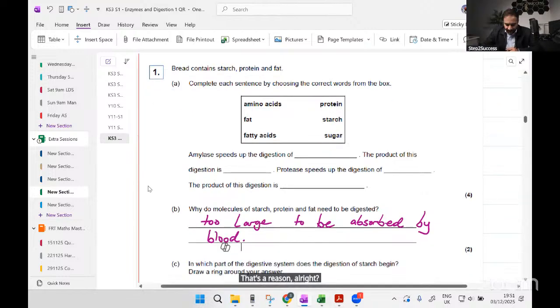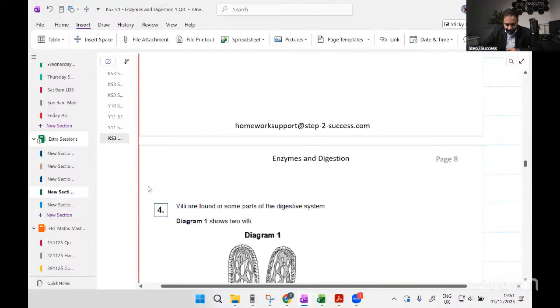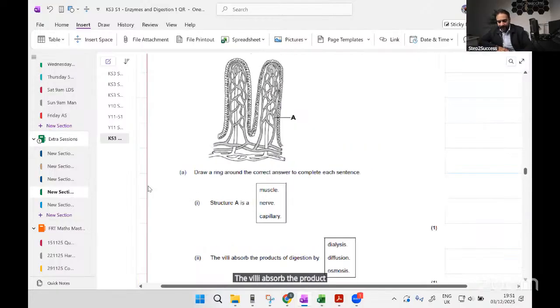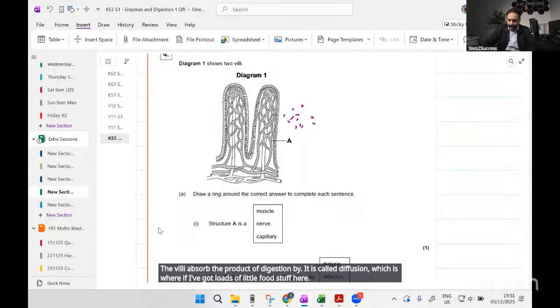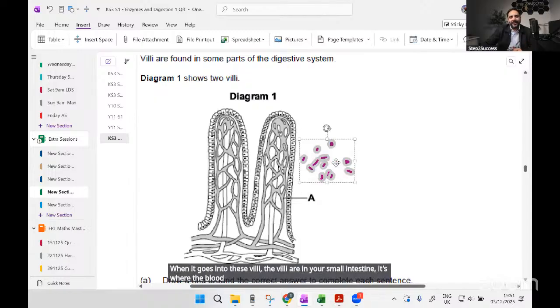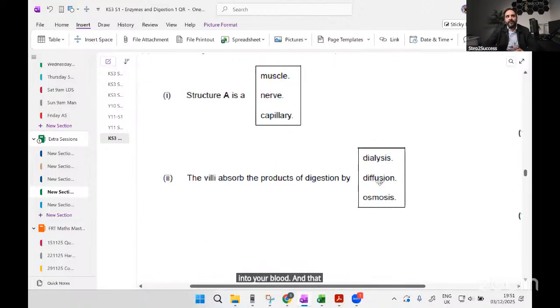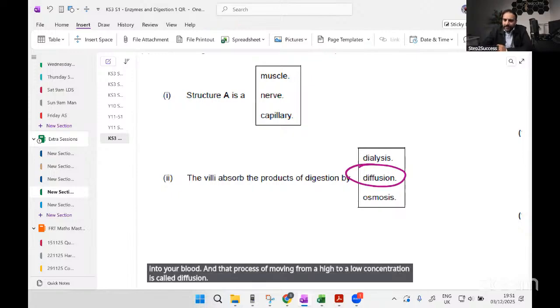And then 4A part 2. The villi absorb the products of digestion by diffusion, which is where if I've got loads of little foodstuff here, then it goes into these villi. The villi are in your small intestine. It's where the blood is and it absorbs everything. They move from a high to a low concentration into your blood. And that process of moving from a high to a low concentration is called diffusion. 1B for A part 2.